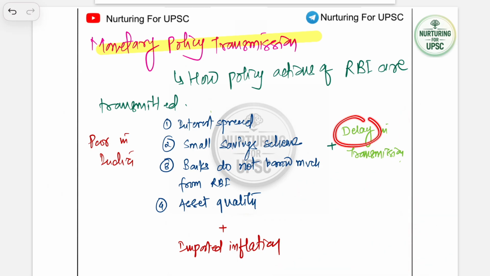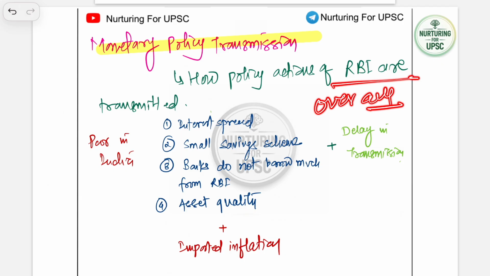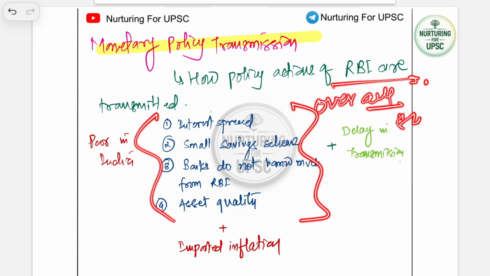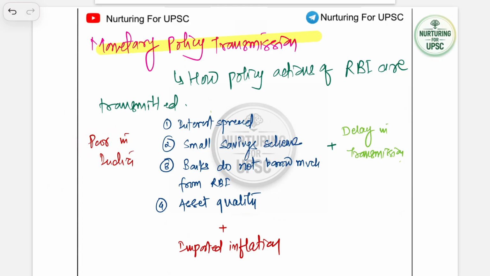This actually decreases the overall supply of credit. And the delay is because why? The overall actions, overall economic factors, overall transmissions are slowed because of these factors. Why? Because the transmission is poor and delayed. Why? Because the banking habits are limited, the asset quality is poor, and the interest rate does not guarantee immediate and effective transmission of monetary policy.